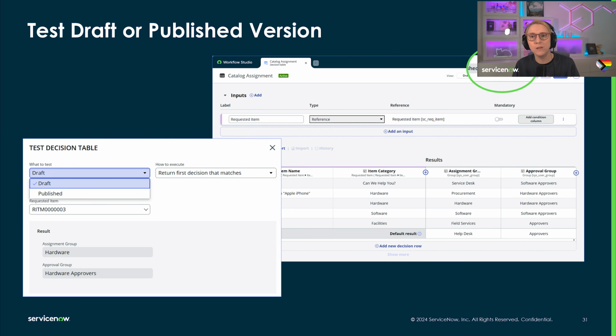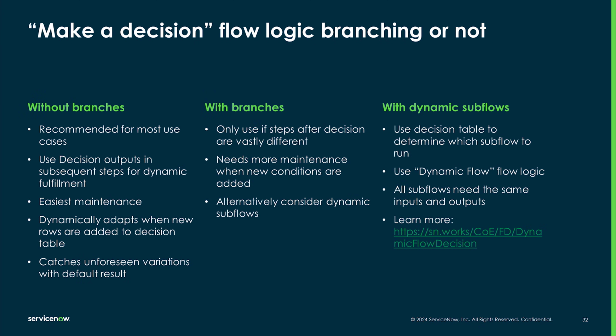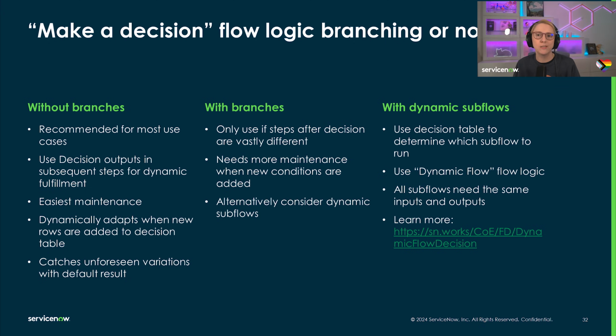Table inputs will be surfaced in the test modal, and you can choose to return either the first decision that matches or all rows that evaluate to true. A common question we see on the community when using decision tables and flows is whether and when to use the branching. For most use cases, we think you won't need branches in flows when working with decisions, which greatly reduces the effort for maintaining the logic.